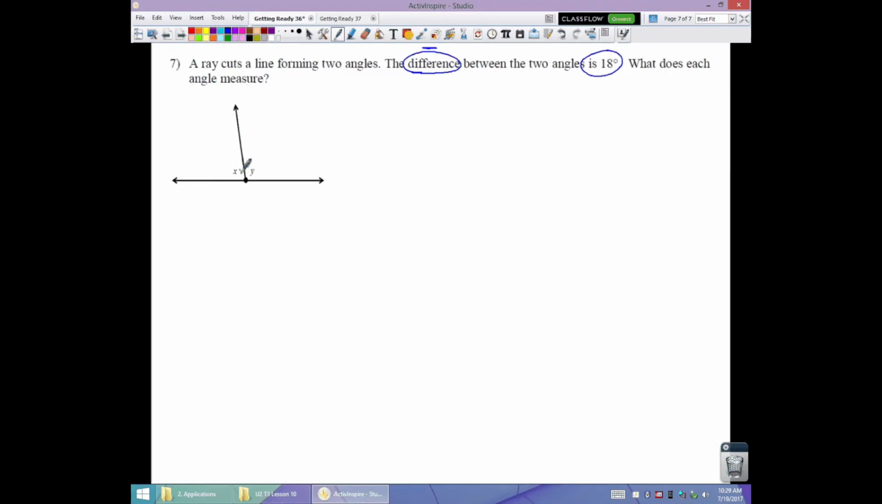Now, which angle you put first in the subtraction problem is really up to you. Again, you don't want to trust the picture, the way it's drawn. They're not supposed to be to scale. But in the picture, it does look like the angle with the y is larger. So I would say the larger angle minus the smaller angle has to equal 18 degrees. So where am I supposed to come up with another equation? That's the only bit of information I was given.